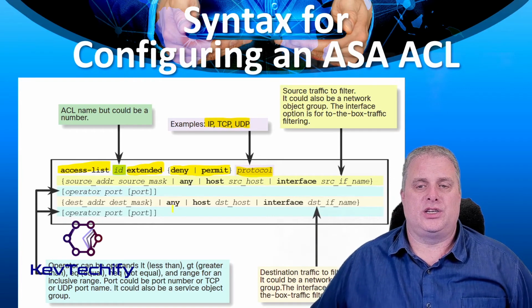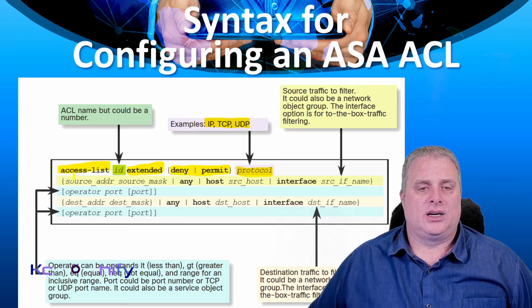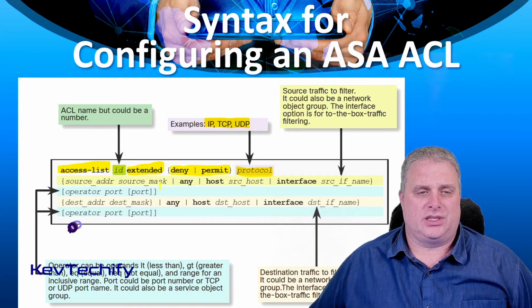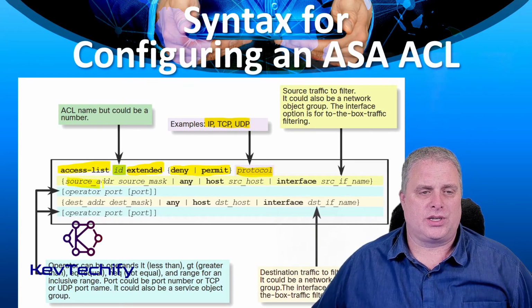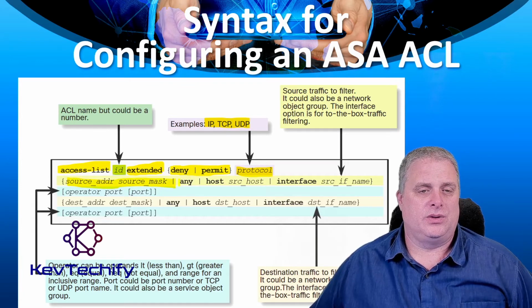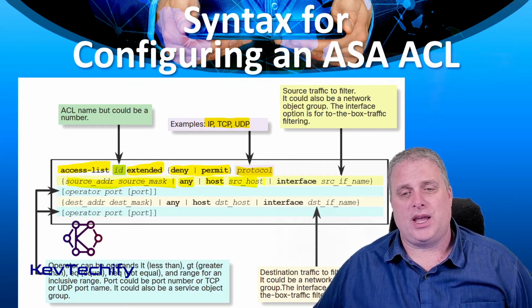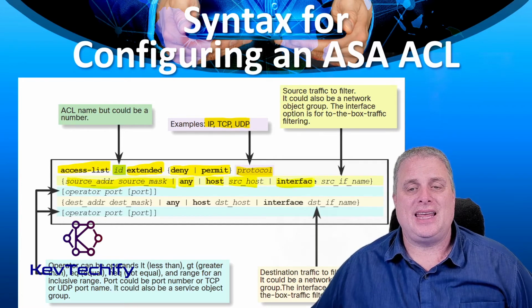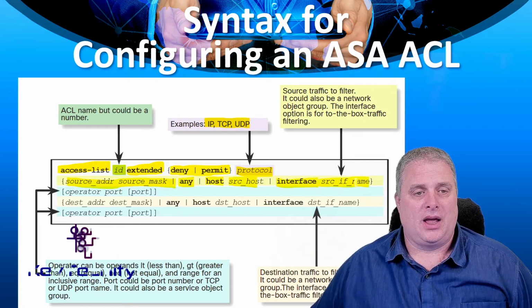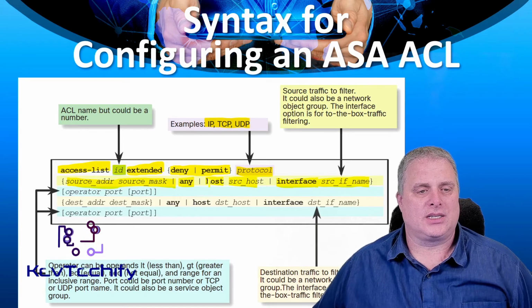Then we get into looking at the source addresses. So you either put in your source address with the mask. You can use a keyword of any. You can use the keyword of host and you just put in the IP address. Or you can specify the interface with the interface name. Any one of those come next.